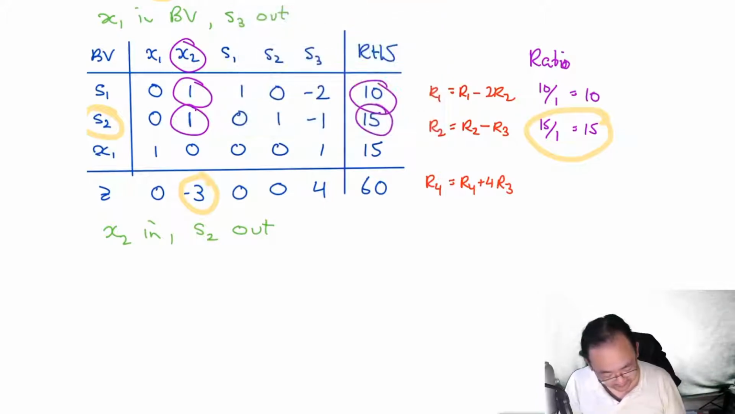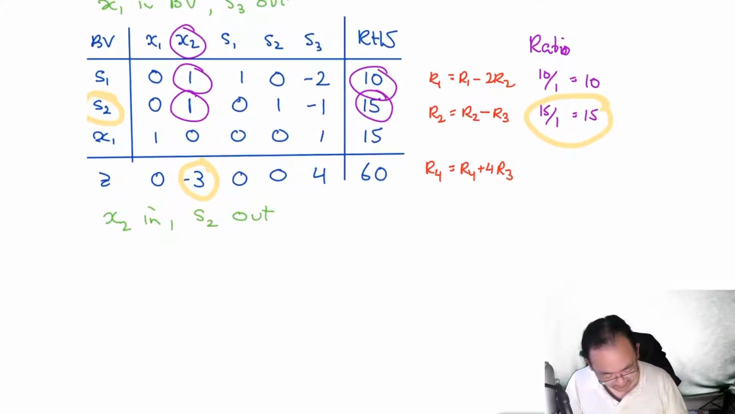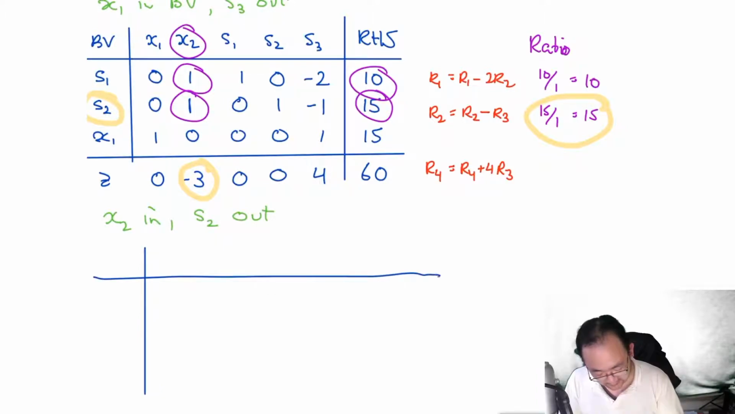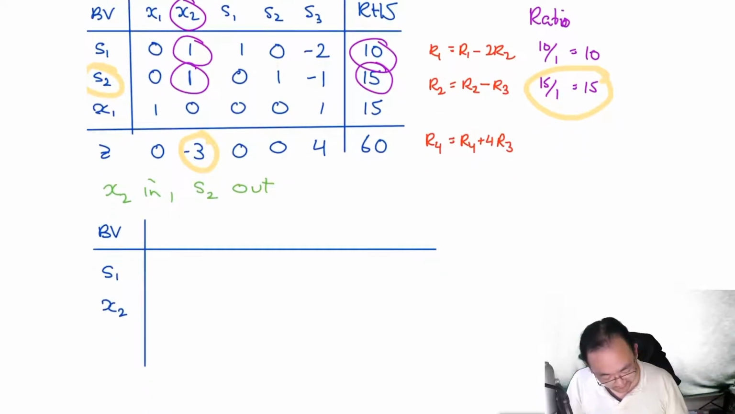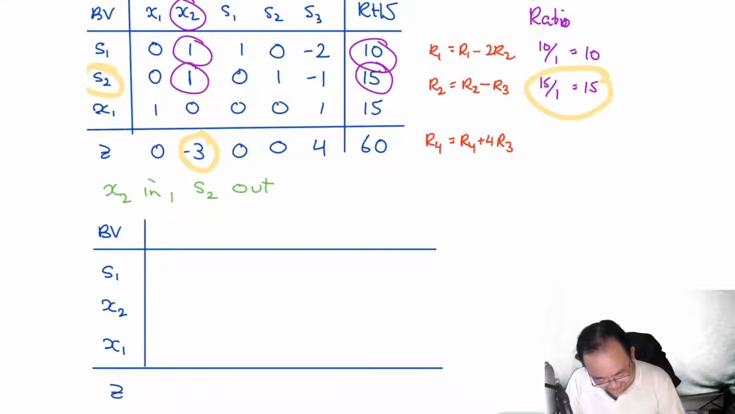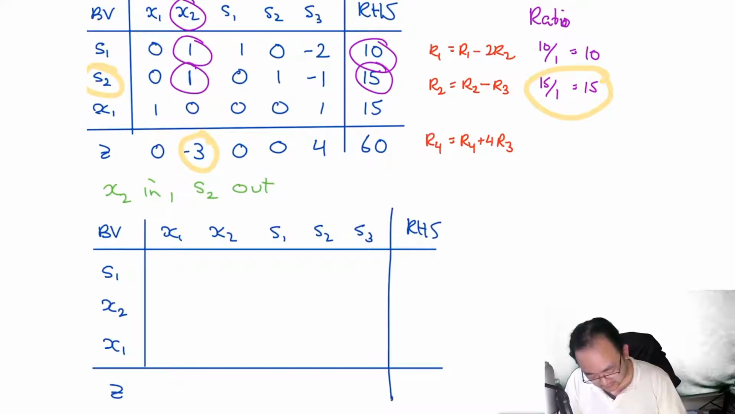Okay, so now once again we need to pivot. We've done the ratio test. We need to pivot on x2. So fingers crossed the calculation is not as bad this time. Now we're replacing S2 by x2, and then we've got x1 down at the bottom, and then we've got z at the bottom of the bottom, I guess. And then x1, x2, s1, s2, s3, right hand side. Okay, there we go.